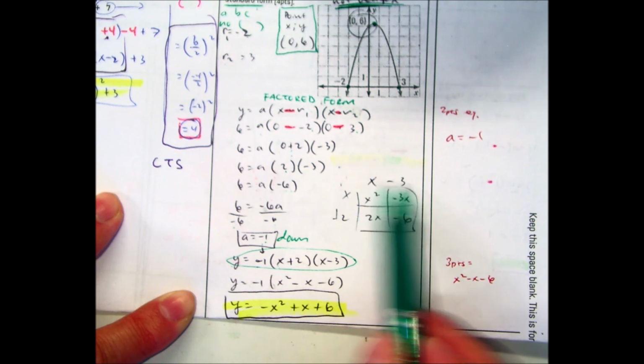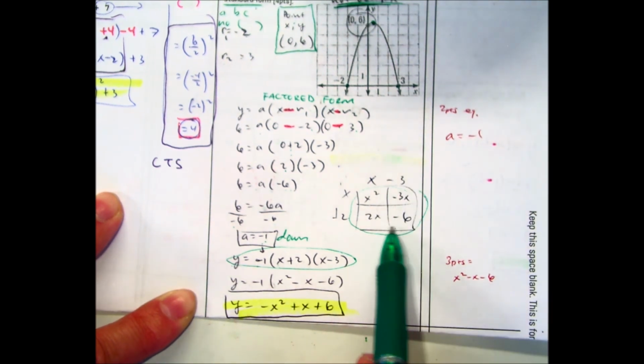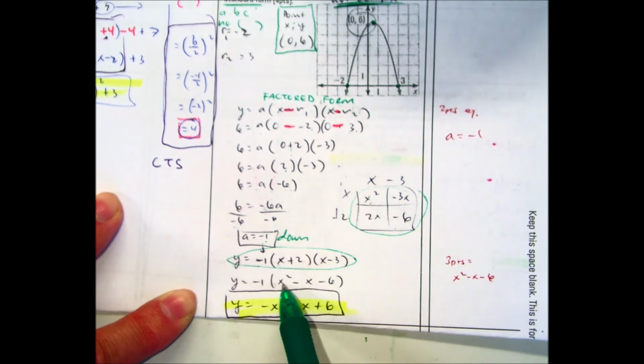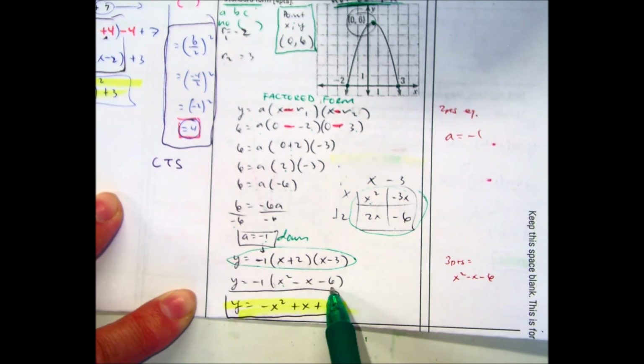So I need to get rid of these parentheses, and I do that just by multiplying (x plus 2) times (x minus 3). Once you do that, you'll get x squared, combine like terms, negative x and a negative 6. And if you take the opposite of each of those values, you get y equals negative x squared plus x plus 6.